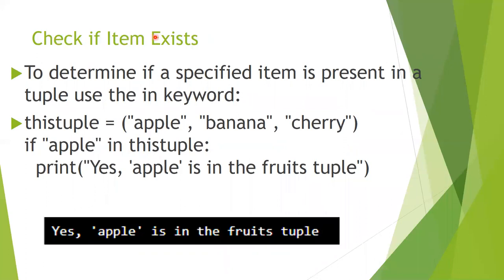Check if item exists. If we want to check if an item exists in this tuple or not, then we can use the in keyword. For example, we have a tuple containing elements apple, banana and cherry, and we want to check whether apple belongs to this tuple or not, then we have to write: if apple in this tuple. If apple belongs to this tuple, then print yes, apple is in the fruits tuple.